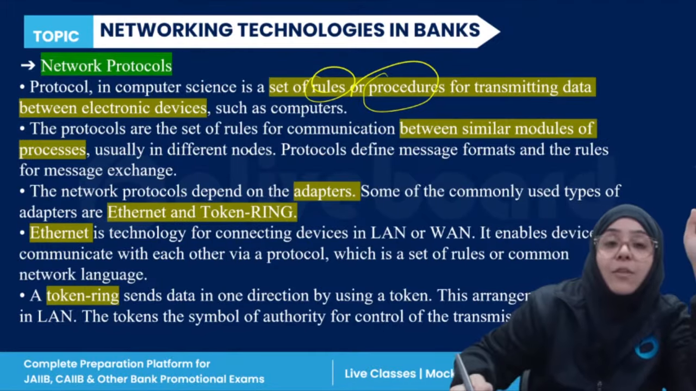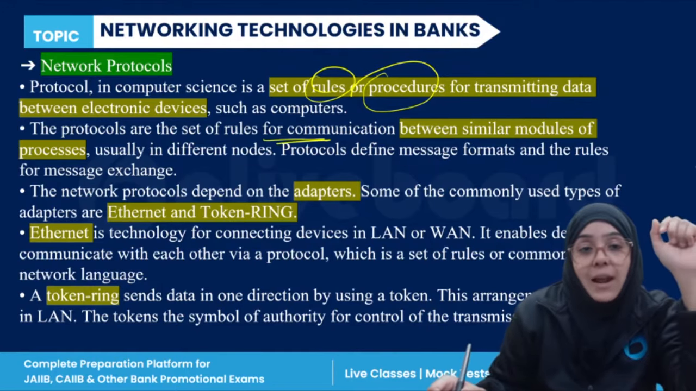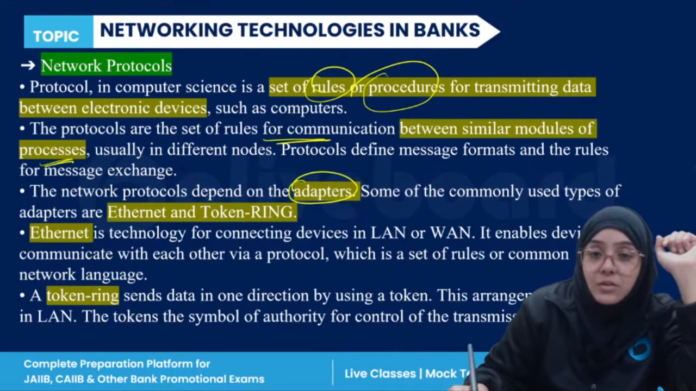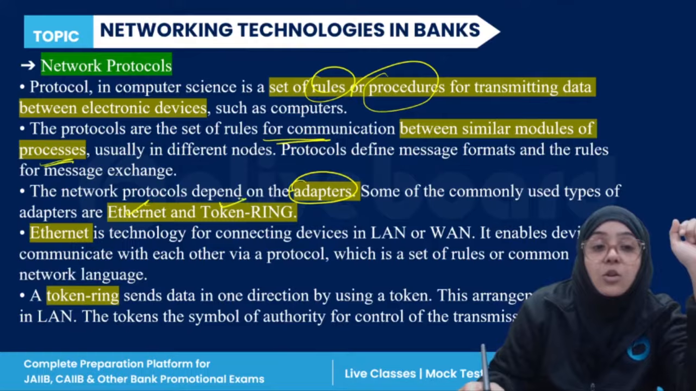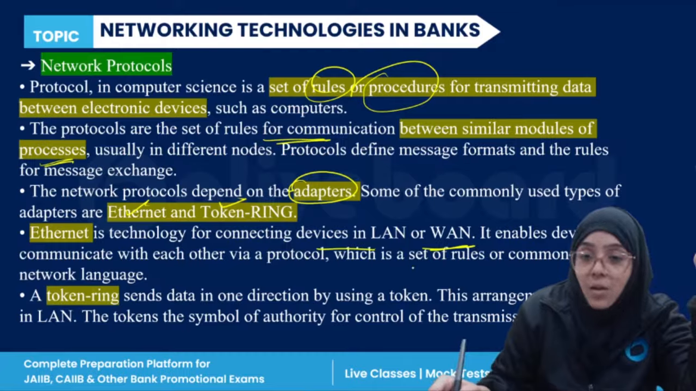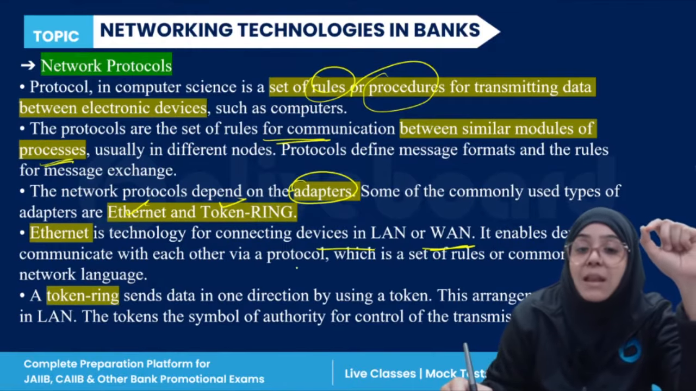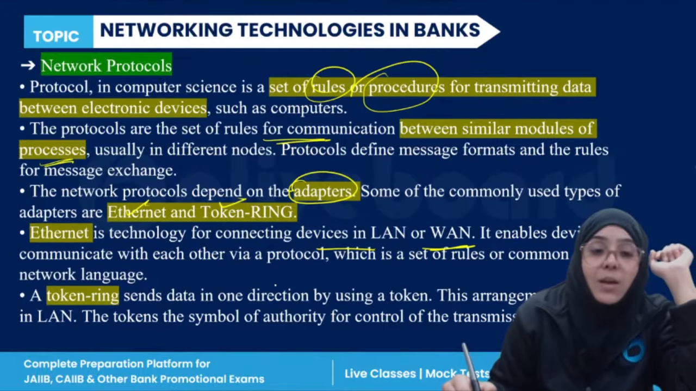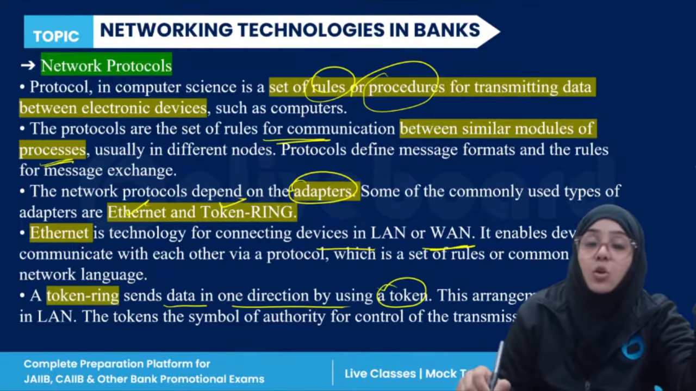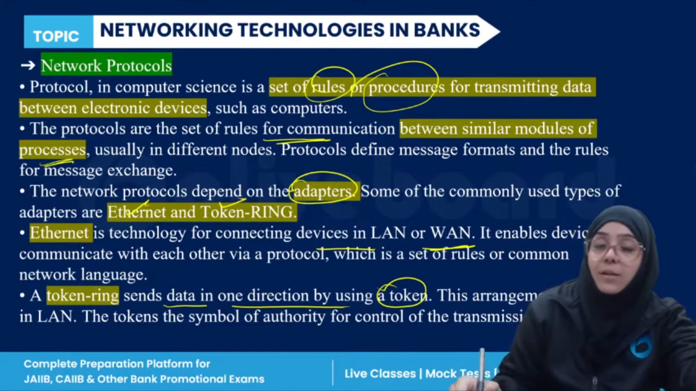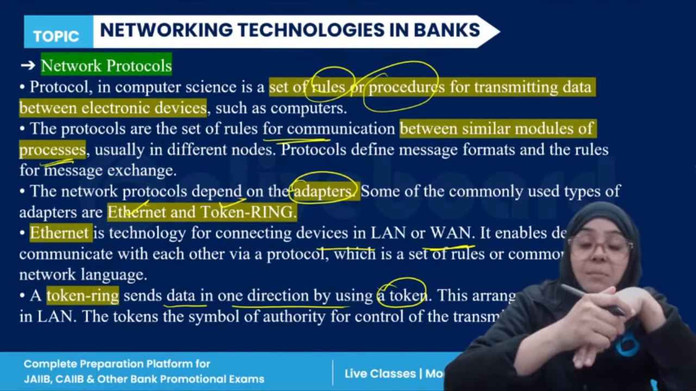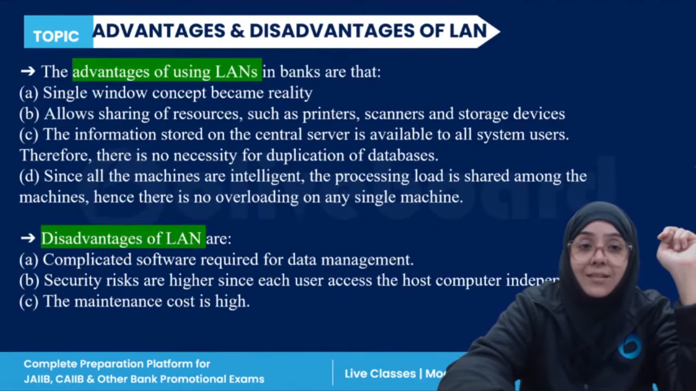Okay, so protocols are different sets of rules of communication. The network protocols depend upon the adapters, and there are different types of adapters like Ethernet and token ring NIC. Ethernet is a technology used for connecting devices in a LAN or WAN. It enables devices to communicate with each other with a set of rules or a common network language. Whereas a token ring sends data in one direction. So network protocol is an important thing. It is a set of rules and procedures that help in transmitting data between electronic devices, right?